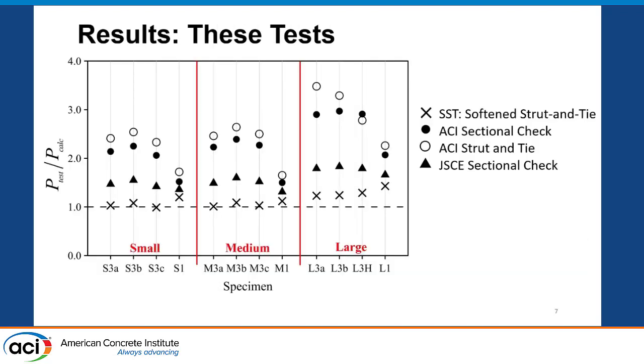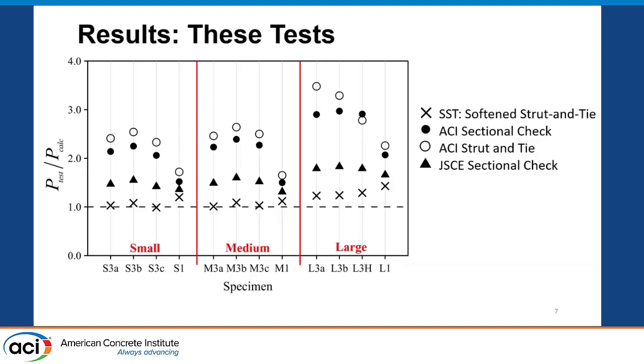So these are the results for the test that I just presented, the 12 experiments that we conducted. What's being shown here, the X's are the softened strut and tie method. The black dots are ACI sectional checks. Open white dots are ACI strut and tie checks. And then the triangles are the JSCE checks. So you can see that the ACI methodology, which are all of these up above, is quite conservative, typically on the order of 2x, but in the best of cases, more like 1.6x. So overestimating the strength. The JSCE tended to fare a little bit better, no more than 2x, but down to a similar sort of 1.4, 1.6x.